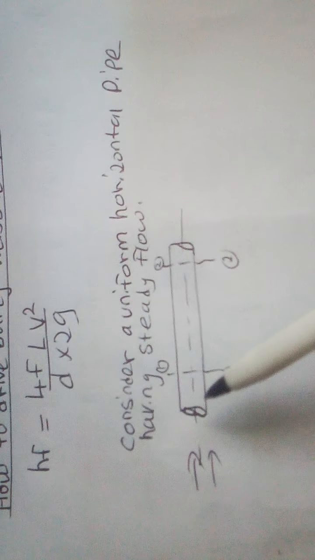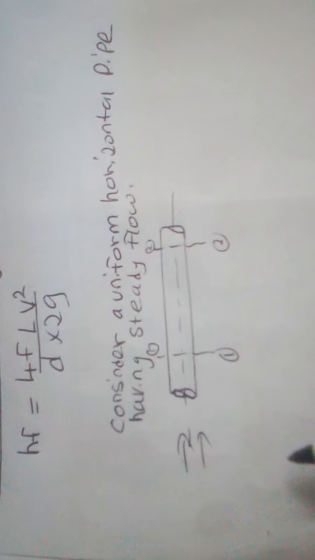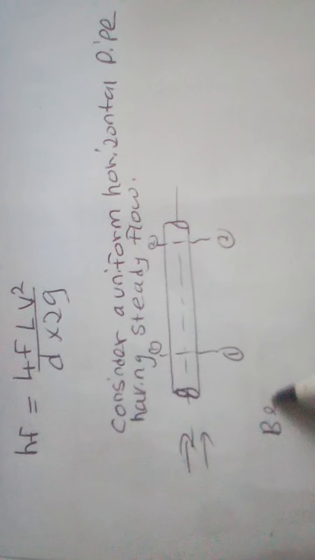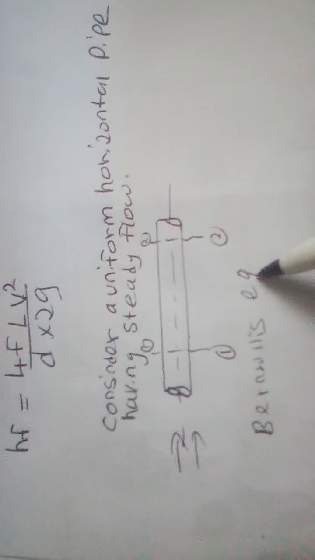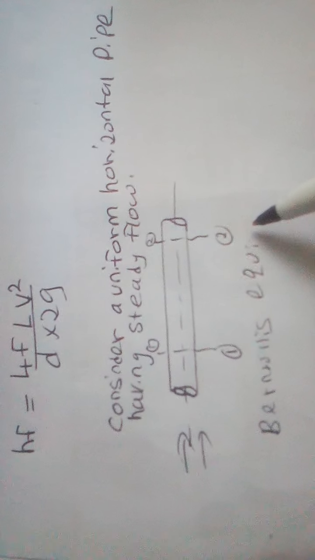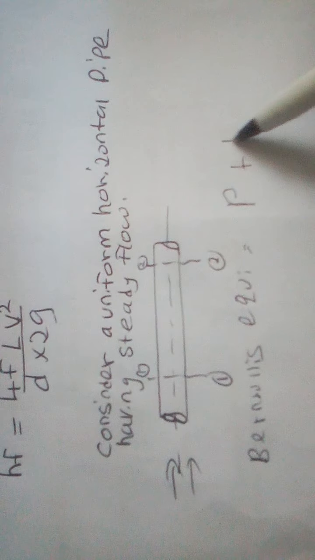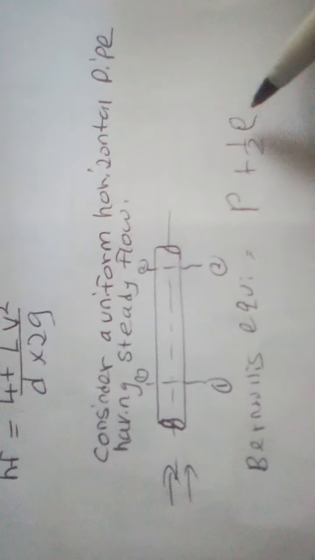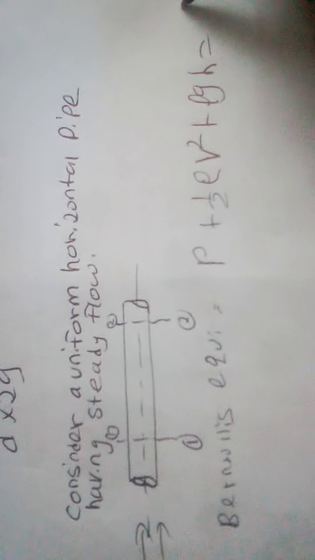Consider a uniform horizontal pipe having a steady flow. The pipe is this one. So this is section 1, and this is section 2. So we use Bernoulli's equation, which states pressure plus half rho V squared plus rho g h equals constant.